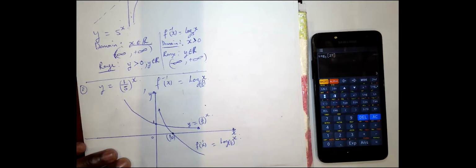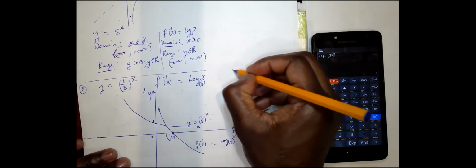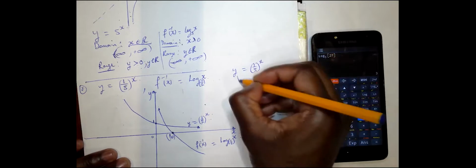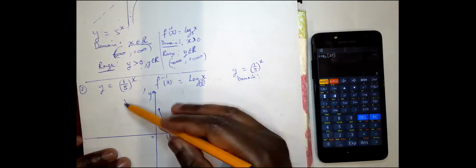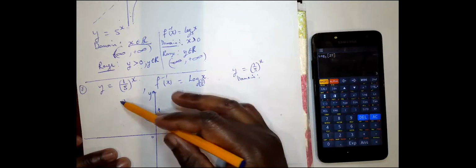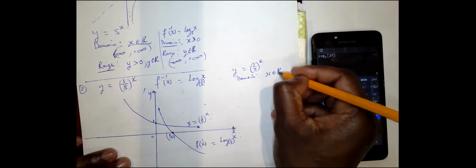But now let's check with the domain in this case. So let's check the domain for y equal to 1 over 5 to the power of x. In this case, you can see that the domain occupies all the values of x, from negative infinity to positive infinity. So x is an element of the real numbers.